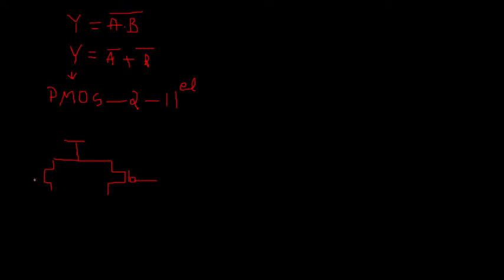So this is our 2 PMOS transistors connected in parallel, and the output should be Y. Now we have to give the input as well. For the pull-up network, what is the rule? If A bar is there, you will give input as A, and if B bar is there, it will be written as B. So this completes your implementation of the pull-up network.